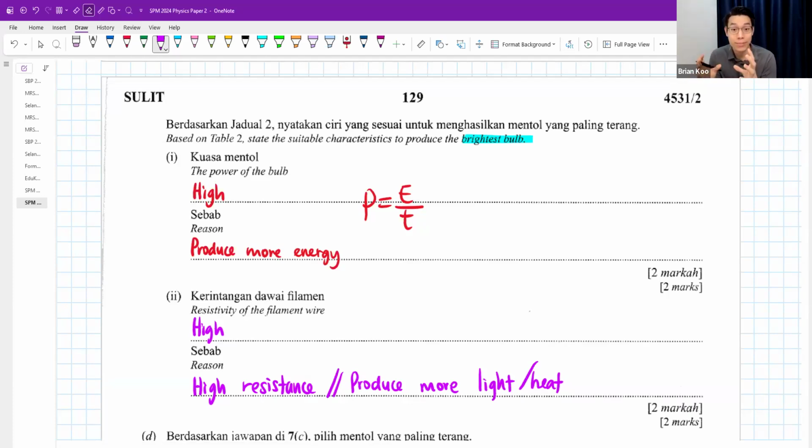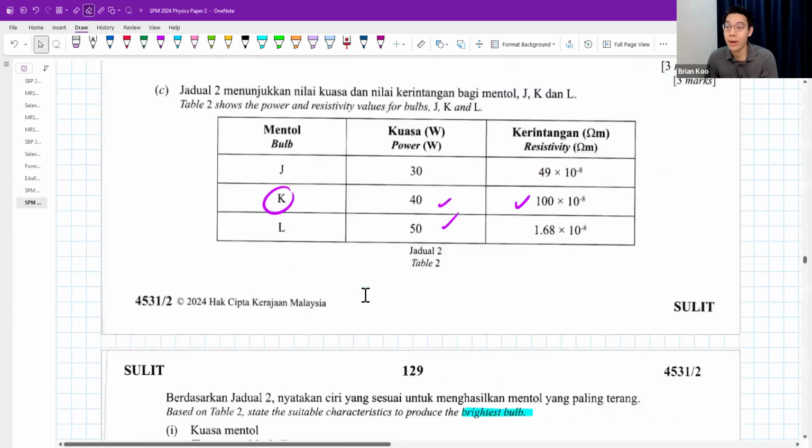You want the bulb to light up? The bulb also becomes quite hot. That's why it's okay to also say heat. Then you need high resistivity, not too low, or else the bulb will not be too bright. Okay, that is how you produce the brightest bulb.